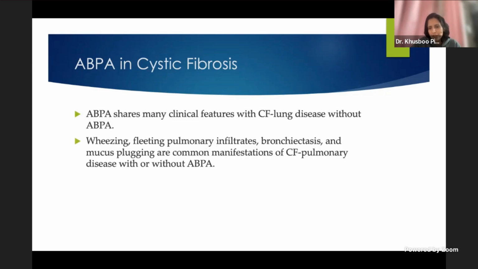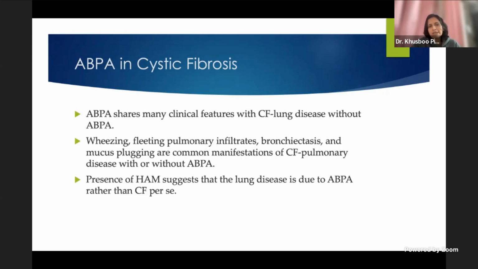So how do we differentiate? HAM is one of the signs. So if you see HAM in a patient with cystic fibrosis, it means it is ABPA. Apart from that, we cannot make the diagnosis basis the HRCT findings. It needs the immunological picture, the presence of serum eosinophilia, and the other allergic tests, etc., need to be kept in mind.